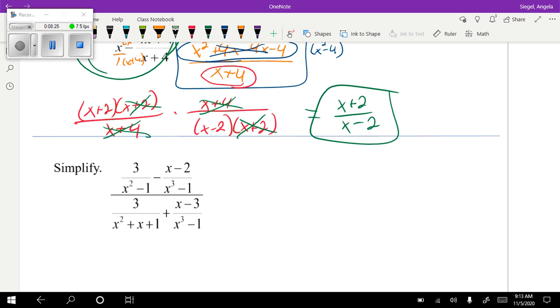Okay, so this is kind of more of the same. If you'll notice, there's a lot of factoring that's going to happen. So see what you can do with that.